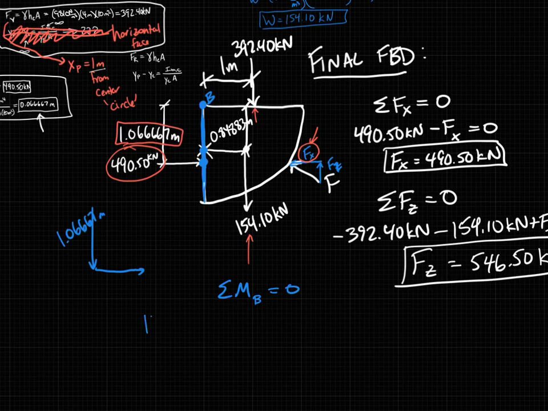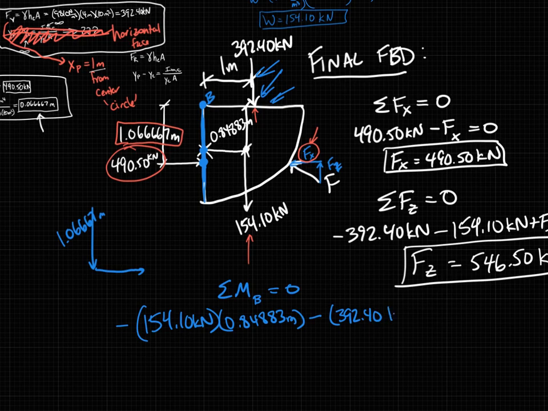Let's see, we've got the weight. That's 154.10 kilonewtons times its moment arm, 0.84883 meters. That's going to make this go clockwise, so that's a negative. The other one, the pressure on top, this force right here, is also going to have a negative sign, and that's 392.40 kilonewtons times 1 meter.